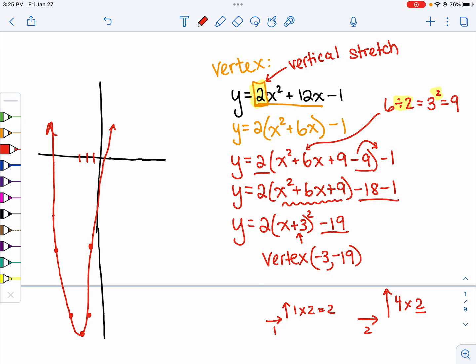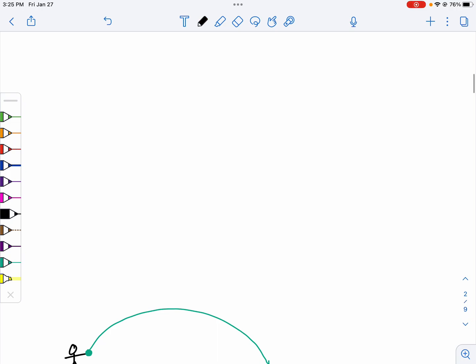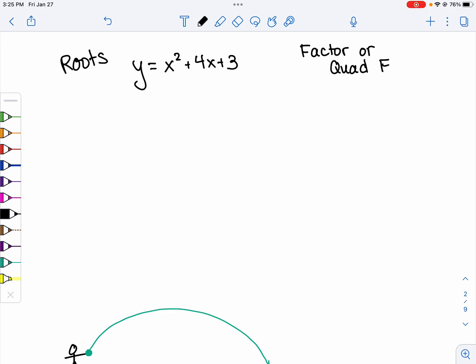Okay, if we wanted to find the roots of a parabola, I forgot about that one. To find the roots of a parabola, so let's say we had y equals x squared plus 4x plus 3. If we wanted to find the roots, we have 2 options. We could factor it, or we could use the quadratic formula. So I'll show you the factoring.